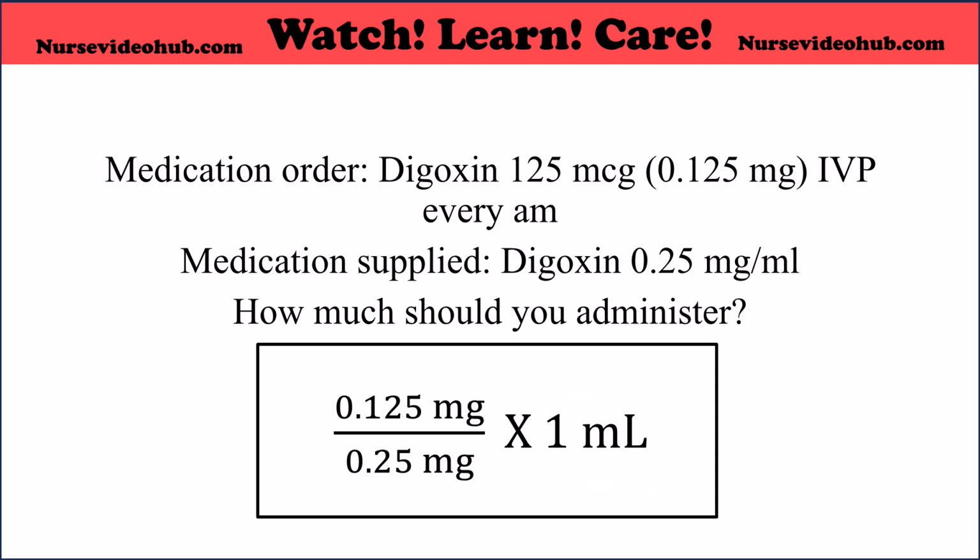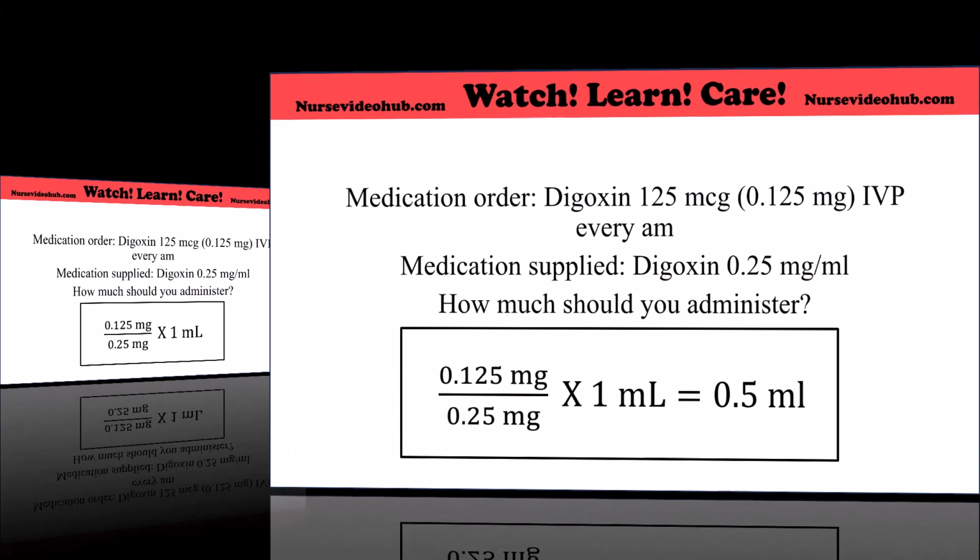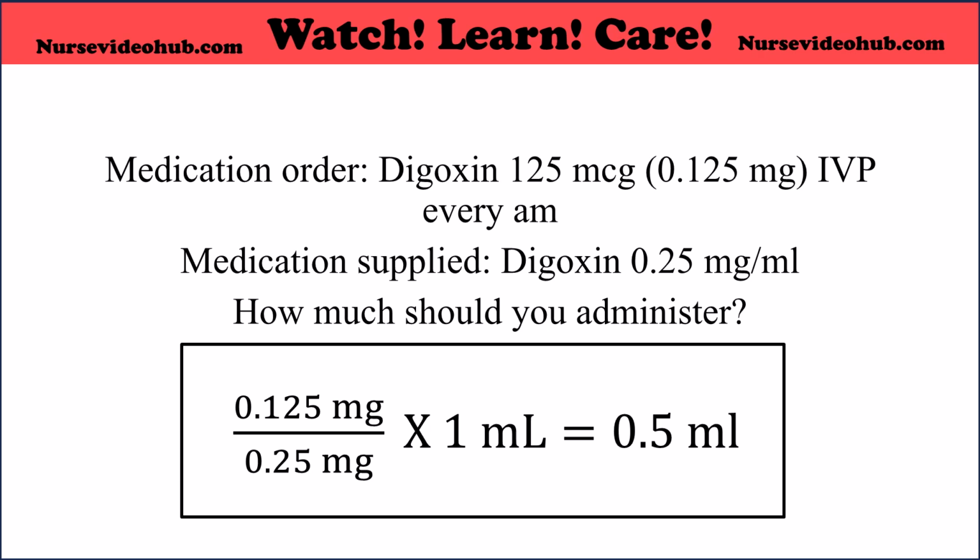Identify the dose you have available. Digoxin, 0.25 milligrams. Place that number in the formula where it says have. The desired dose, the amount ordered in milligrams, is 0.125 milligrams. Place that value in the top part of the formula. Now solve. 0.125 divided by 0.25 equals 0.5. Multiply by the quantity, 0.5 times 1 equals 0.5 milliliters. You would administer 0.5 milliliters of digoxin.